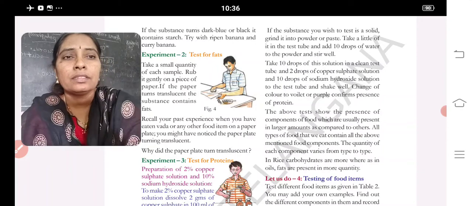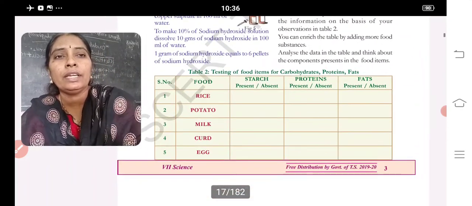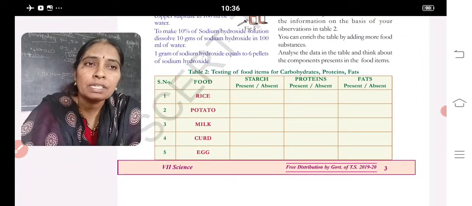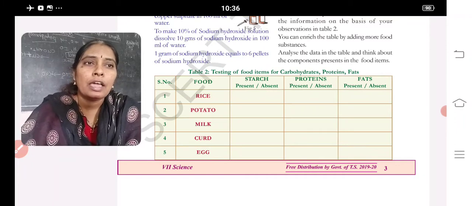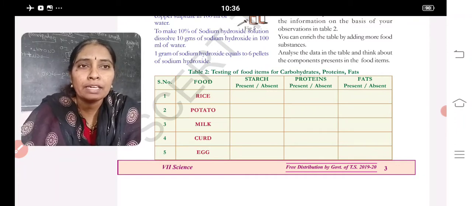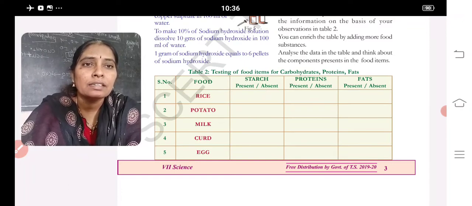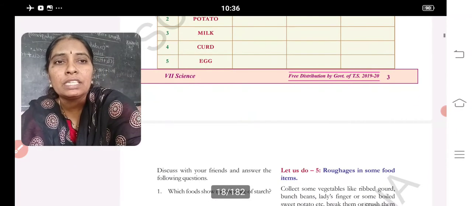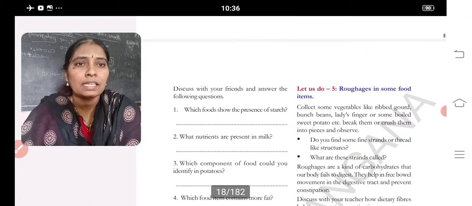Okay, and a list is given. Rice: starch is present, yes. Proteins absent, fats present. Potato: proteins are present, fat is present. Milk: starch is present and fats. A list is given like that. You have to write about which type of food items are present.